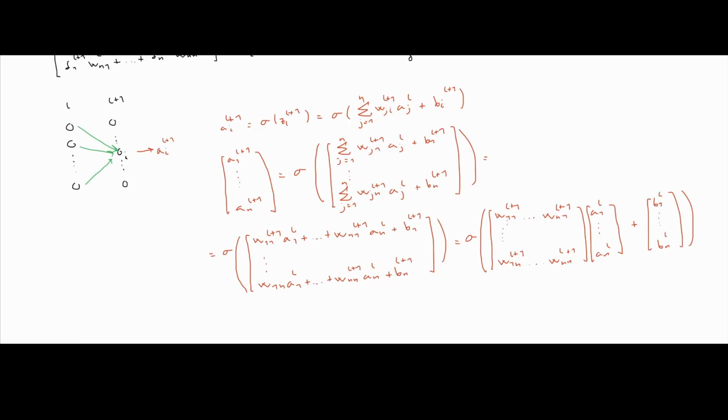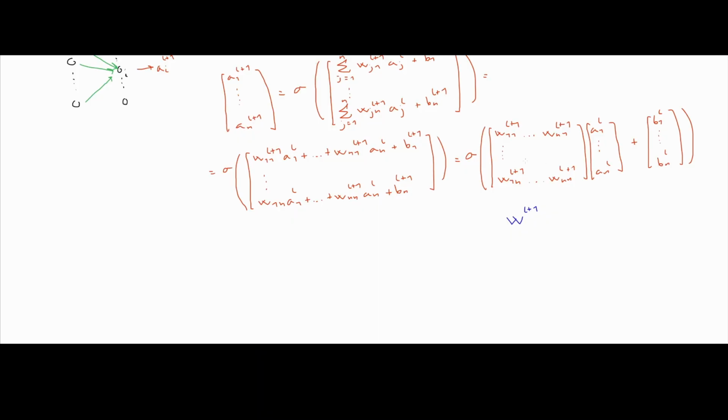Now this matrix we can represent more compactly as W L plus 1, and this is the matrix containing all the weights going from layer L to layer L plus 1. And in fact, the first row contains all the weights going to neuron 1, and then the second row contains all the weights going to neuron 2, and so on. Now, if we were to take this matrix and transpose it, we get that W L plus 1 transposed is given by the following matrix.